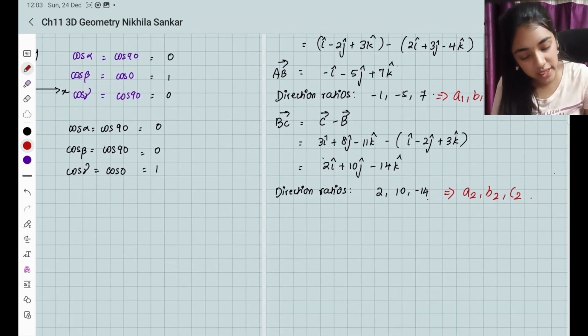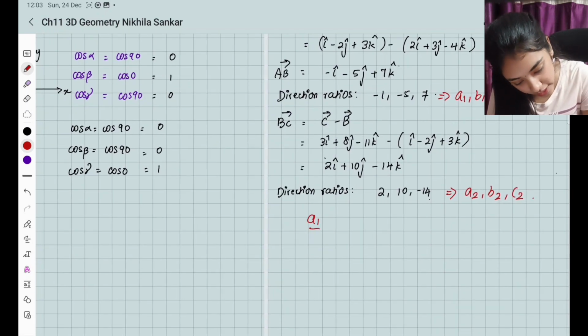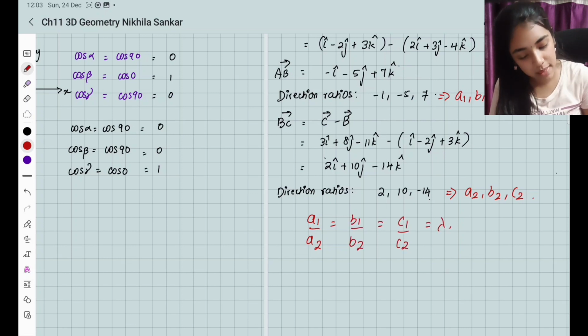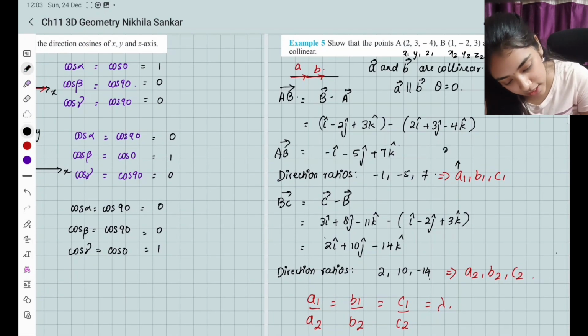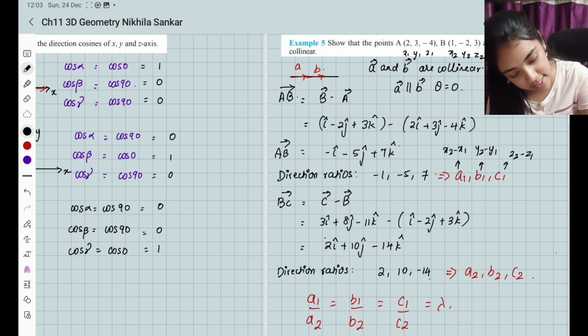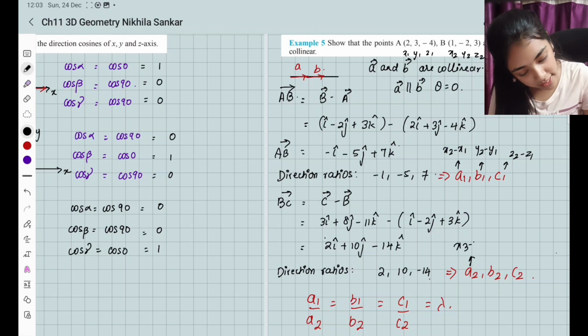இப்போ to prove collinearity, நம்ம என்ன பண்ண போறோம்? I'm going to prove that A1 by A2 equals B1 by B2 equals C1 by C2 equals some lambda. So basically இங்க நான் என்ன பண்றேன், what is my a1? a1 is nothing but x2 minus x1. b1 என்ன, y2 minus y1. And c1 is going to be z2 minus z1. அதே மாதிரி a2 என்ன பண்ண, x3 minus x2. b2 is going to be y3 minus y2 and c2 is going to be z3 minus z2.